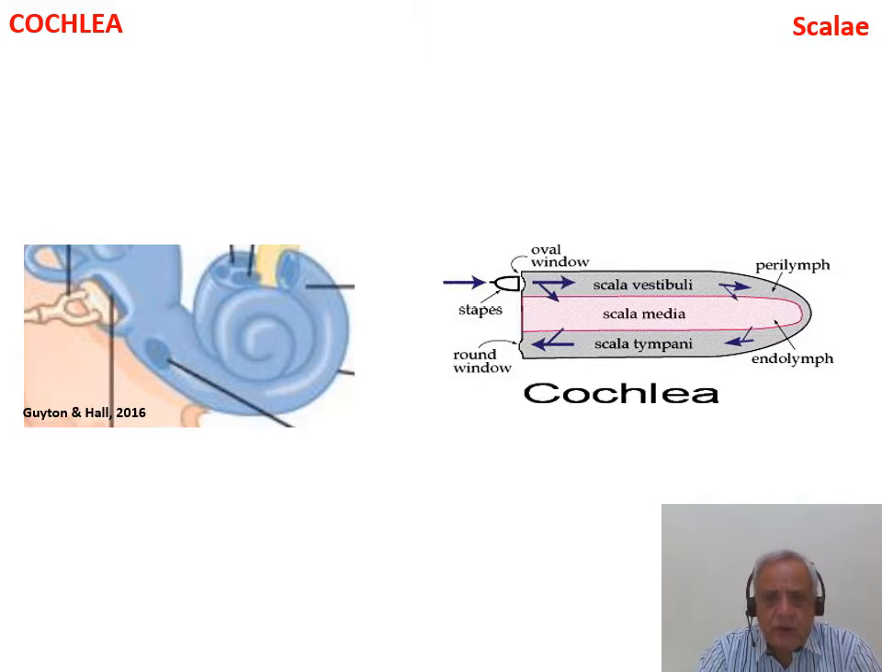So which fluid will be there? The perilymph. Whereas the scala media, because this is a membranous labyrinth, will have the endolymph inside it. The scala media is a closed tube, and the endolymph inside it should not communicate with the perilymph, otherwise there will be pathological disease and problems.